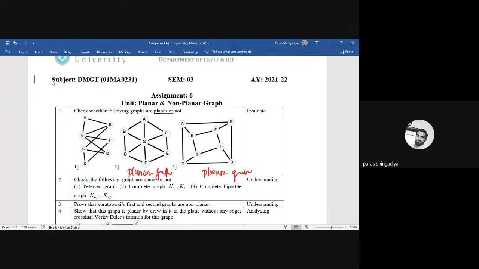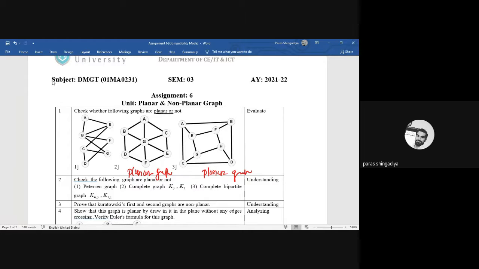There is no modification required. But in the first graph, you have to modify the graph in such a way that we can draw all the connections without crossing any edge. Clear? Try to make it planar if it is possible. If it is not possible, then your answer will be non-planar graph. So try the first one. Second and third are planar graphs.